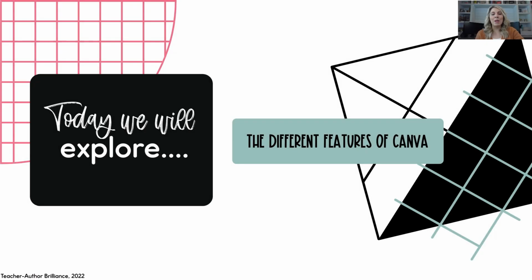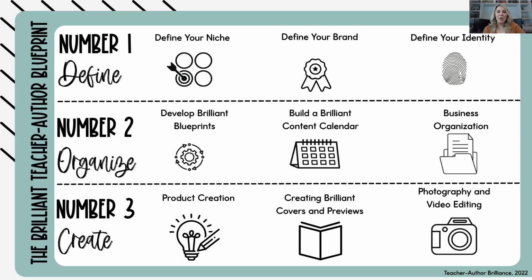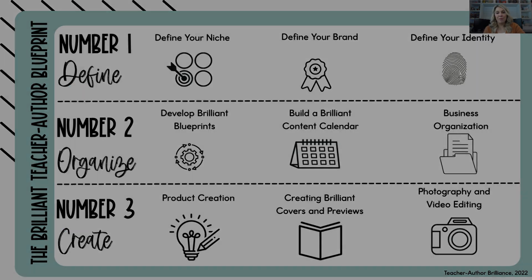In this lesson, we'll be exploring all the different features of Canva. Before I show you how to create images and videos in Canva, we need to know all the different elements that it provides and all the different features and tools included. Let's take a look at the brilliant teacher author blueprint. You have already defined your niche and you have defined your brand. Now it's time to define your identity. This is how you're going to be seen across social media, and we're going to do that by using Canva.